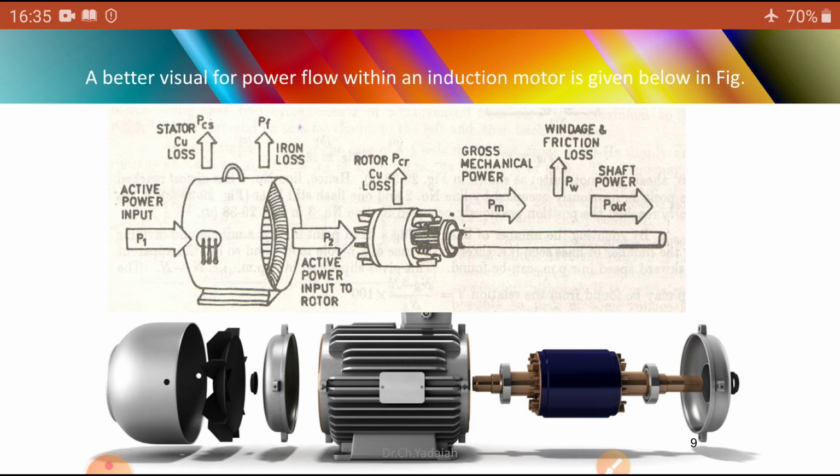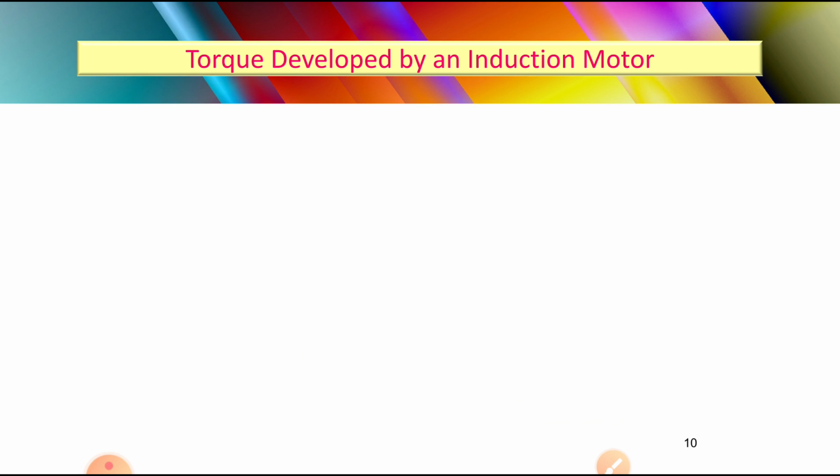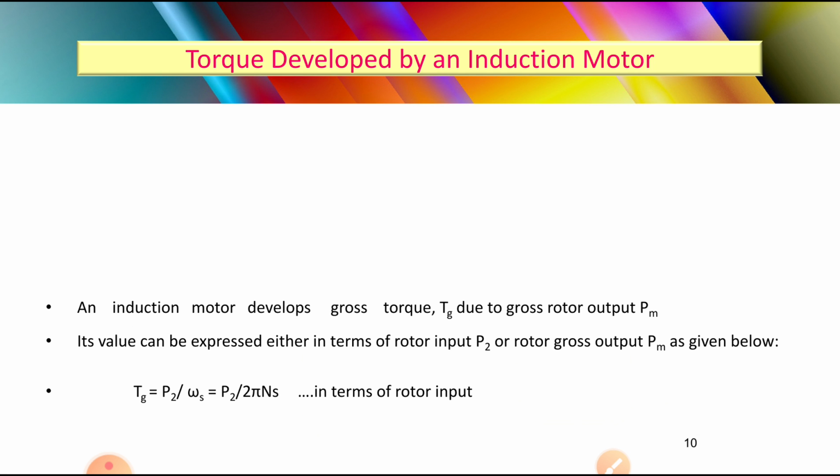Okay. Let us calculate the torques. What is the input torque? What is the output torque of the rotor? Because we may require the torque. How much torque is developed in the machine? Okay. An induction motor develops a gross torque, and due to the gross rotor input, the values are expressed in terms of the required terms. Let us see now.